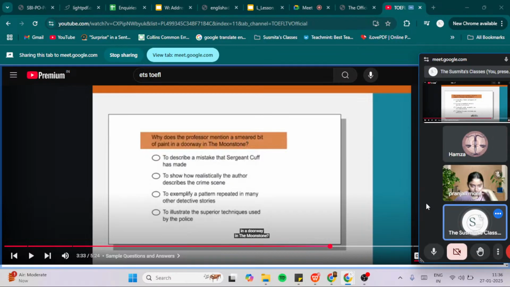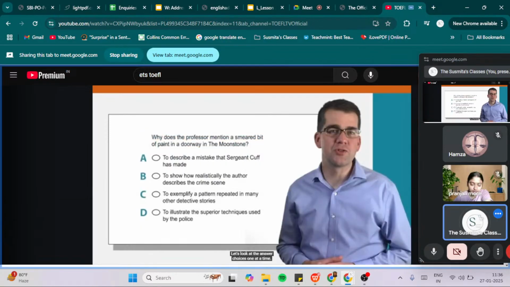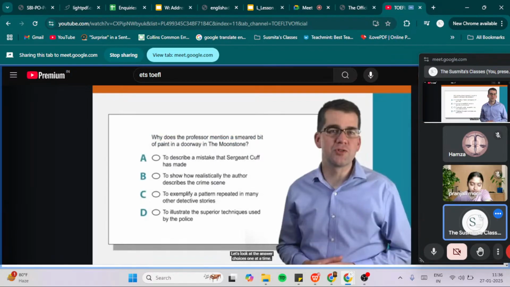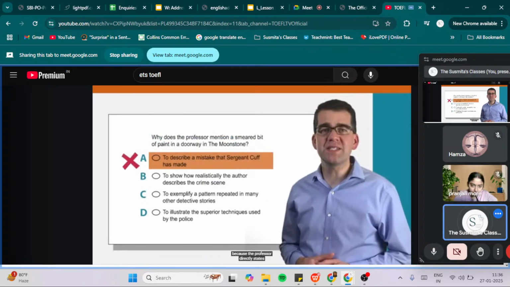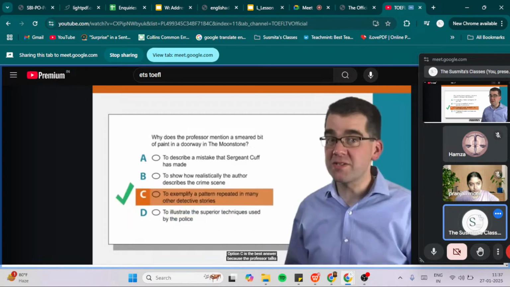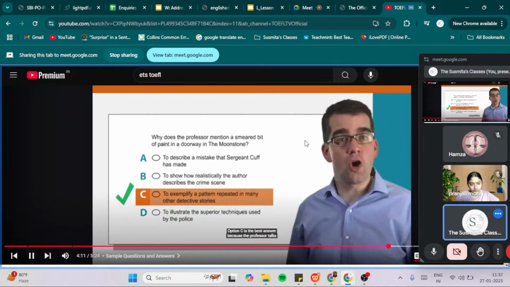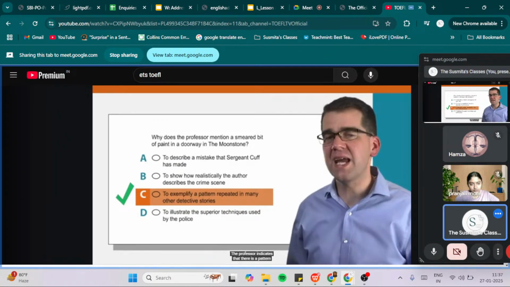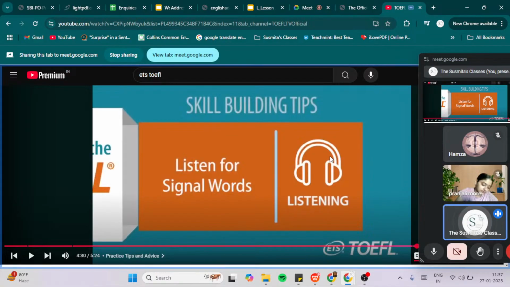Okay. What do you observe? Let's look at the answer choices one at a time. He states that noticing the smeared paint is not a mistake. Option C is the best answer because the professor talks about hero detectives and mystery novels and the characteristics they have in common. It indicates that there is a pattern. Very good.